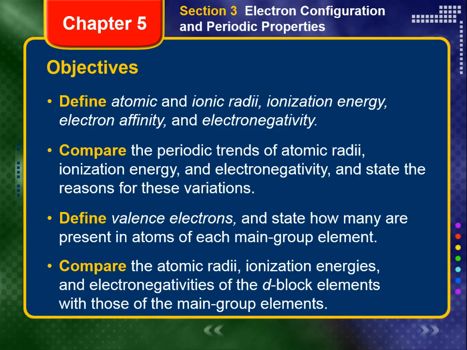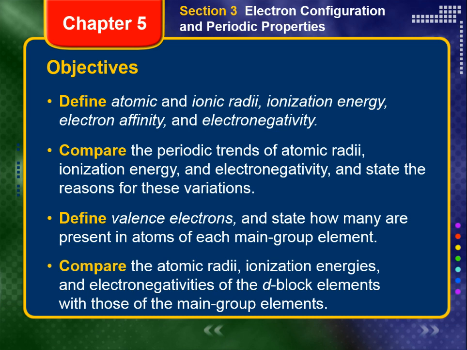Chapter 5, the Periodic Law. Section 3, Electron Configuration and Periodic Properties. At the end of this video, I want you to be able to define atomic and ionic radii, ionization energy, electron affinity, and electronegativity. Compare the periodic trends for atomic radii, ionization energy, and electronegativity, and state the reasons for these variations. Define valence electrons and state how many are present in atoms of each main group element.